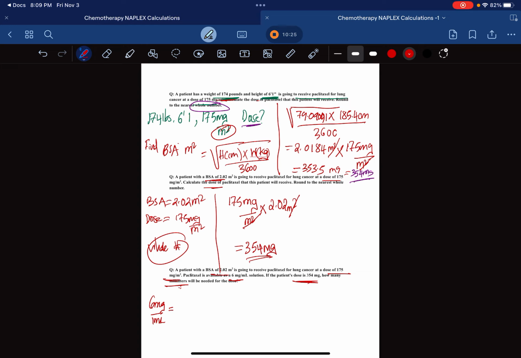If the patient's dose is 354 milligrams divided by X, which is the value we're looking for, you can go ahead and plug that in, divided by 1 ml. Multiply by 1 ml divided by 6 mLs. And so with that, we're going to get 58.9 milliliters. Is it? No, milligrams. Sorry.